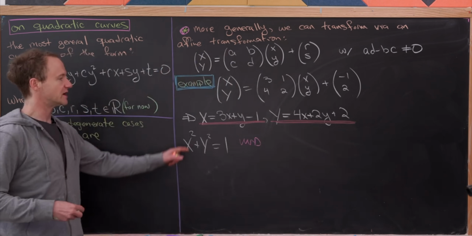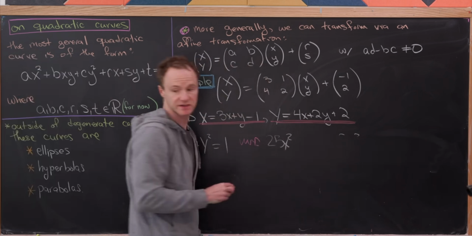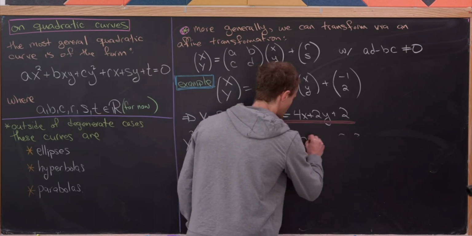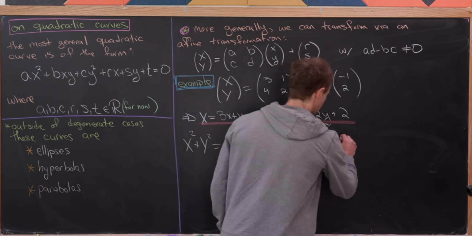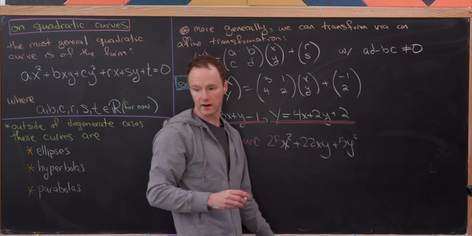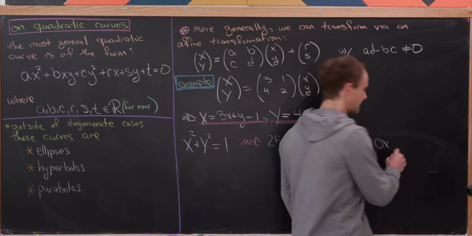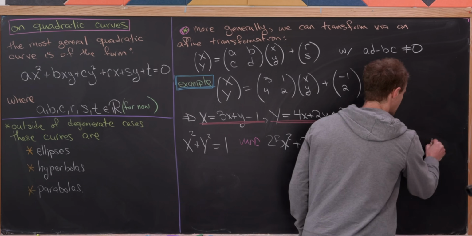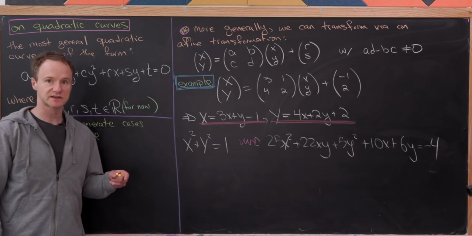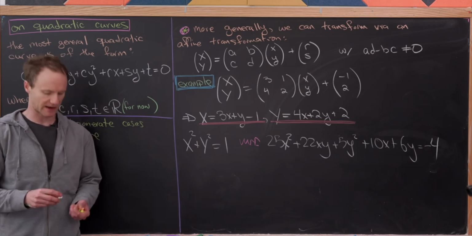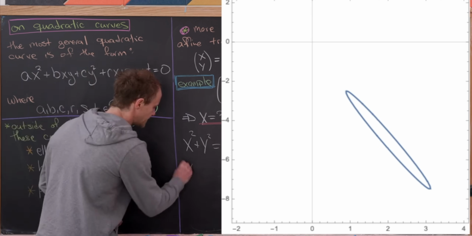Okay, so anyway, if we do this transformation here, what you'll get is 25x squared plus 22xy, and then plus 5y squared, and then plus 10x plus 6y equals -4. So this equation over here represents an ellipse, and I'll put a graph of that ellipse on the screen right now. And now, well, we could do the same kind of thing.